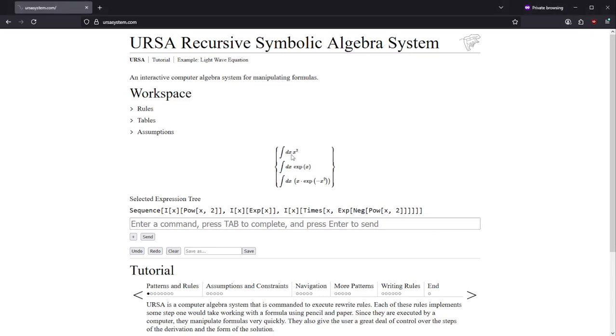In this one, we're going to solve these three integrals. The first one is int dx of x squared, the next one is int dx of e to the x, and then int dx of x times e to the minus x squared.